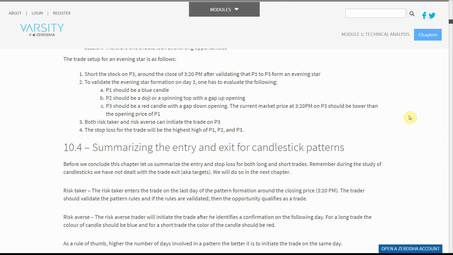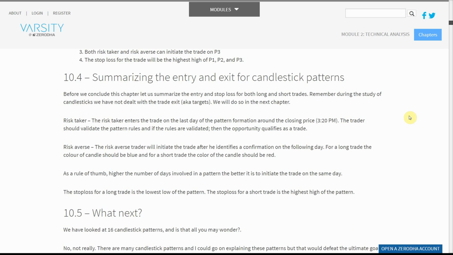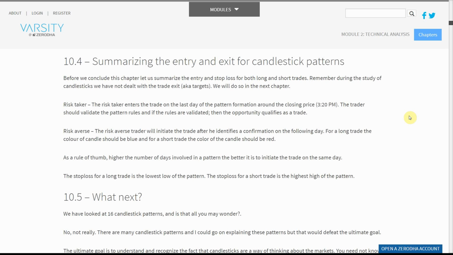10.4 Summarizing the entry and exit for candlestick patterns. Before we conclude this chapter, let us summarize the entry and stop loss for both long and short trades. Remember, during the study of candlesticks, we have not dealt with the trade exit, aka targets. We will do so in the next chapter.